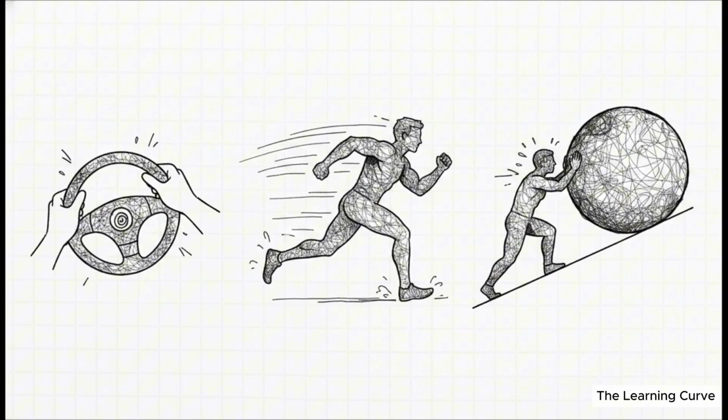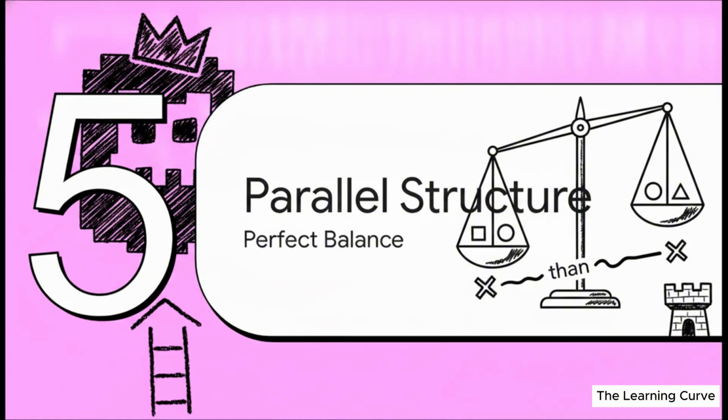But when we hit our exceptions, we go straight back to basics. He runs faster than me, or she works harder than anyone else. There's absolutely no more fast or more hard. It's just faster and harder. And finally, Section 5, Mastering Parallel Structure. Welcome to the boss level, perfect balance.